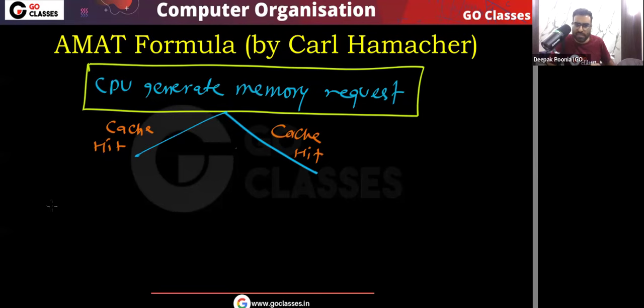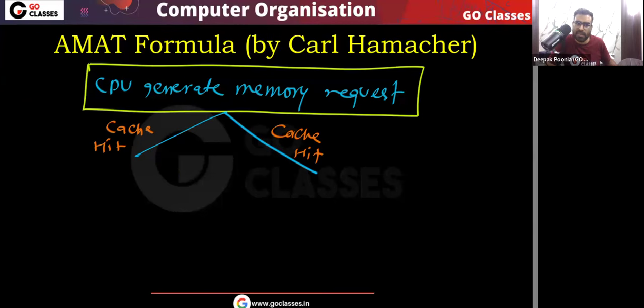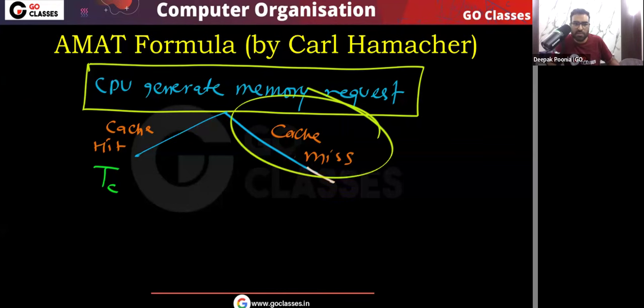Now when there is a cache hit, what is the total access time seen by the CPU? That is the same as hit time, cache hit time, or I can say cache memory access time. So I can say TC, cache memory access time. And when there is a cache miss, can you tell me what is the total time seen by the processor when there is a cache miss?